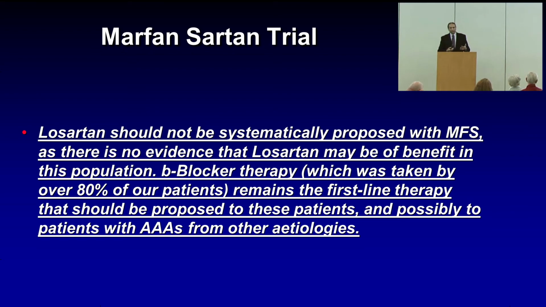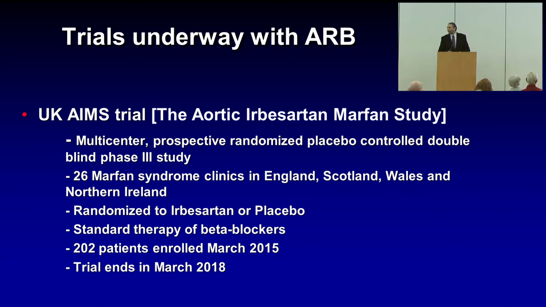But more evidence is going to come out where they're testing this in other groups and other areas. These are all the different trials that are ongoing right now in different countries. This is the UK AIMS trial, where they're looking at not Losartan but a cousin of Losartan called Irbesartan. It's a randomized trial across England, Scotland, Wales, and Northern Ireland. They're looking at whether taking Irbesartan versus placebo on top of a beta blocker, which you're already taking, would have any effect. They have enrolled up to 202 patients. The trial is going to end in March of 2018, so sometime next year we will get some results to see if there is any differential effect from Irbesartan to Losartan when added on top of a beta blocker.